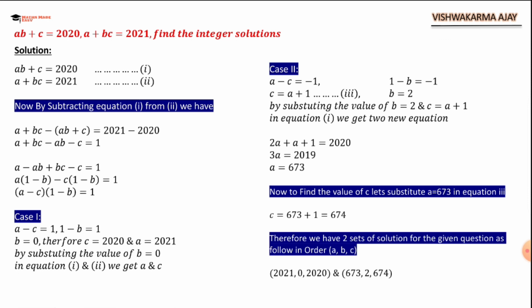Therefore, we have two sets of solutions for the given question, in the order A, B, C. The first value represents A, the second value represents B, and the third value represents C. As per case 1, we have this set: 2021, 0 and 2020. As per case 2, it is 673, 2, 674. And you can verify each of the sets by substituting it in equation number 1 and 2, and you will find that our answer is correct.